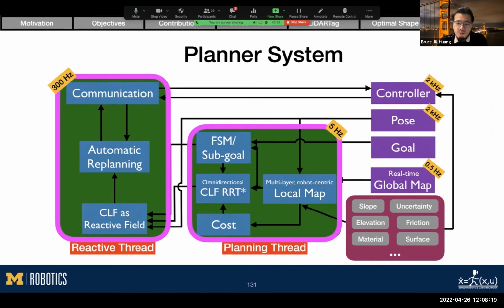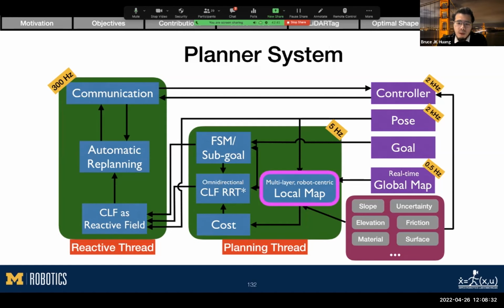Here we have 2 threads. One is the planning thread, and the other is the reactive thread, which is used to cope with robot deviation at 300 Hertz. And the local map in the planning thread is responsible for extracting semantic information from the global map, and then provide this information to the controller. This planner system is fully implemented on Cassie.